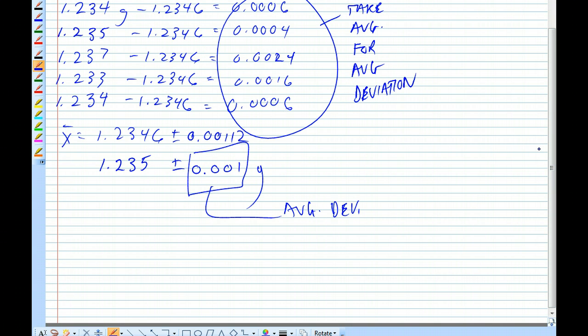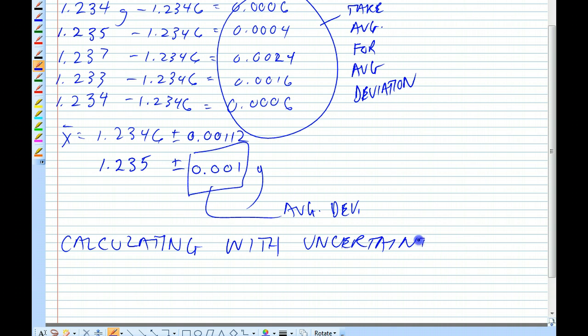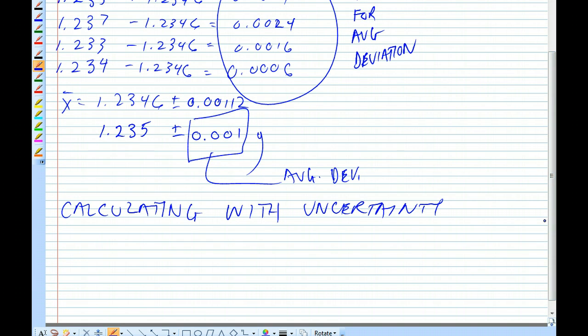So I wanted to review the average deviation, and I've got a practice sheet for you to do, hopefully second half of class or so. But first, let's talk about calculating with uncertainty. So how do we perform calculations when we already have plus or minus values on the numbers? How do we carry those plus or minus values through the calculation? Did I start talking about this last time? Let's start very simple, addition and subtraction.